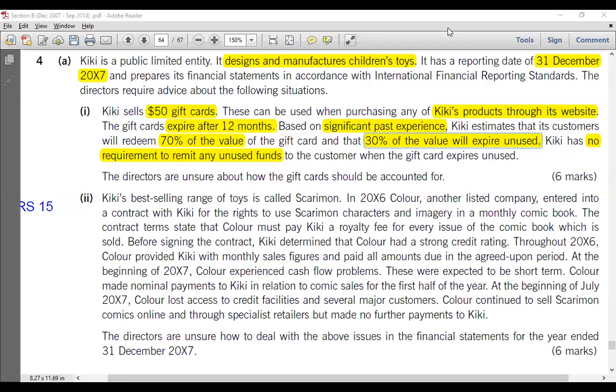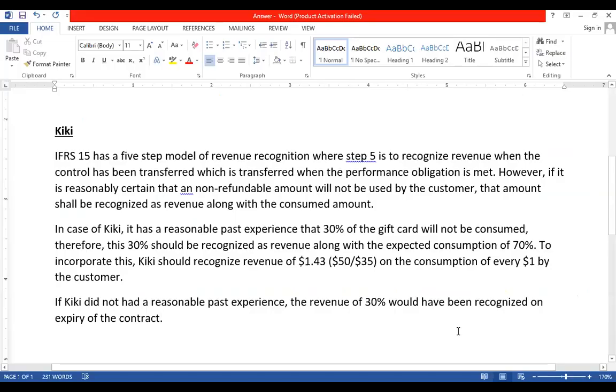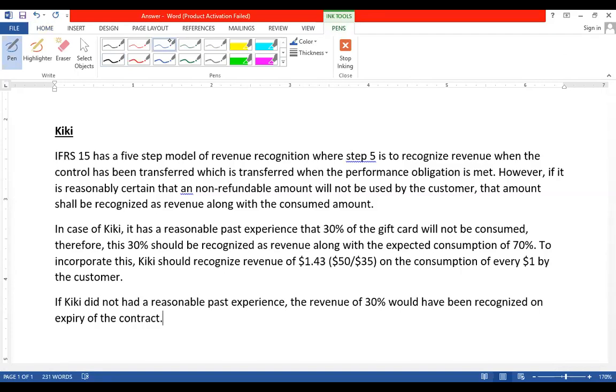So let's take a break now. And after the break of 10 to 15 minutes, we're going to continue back. Jesse, we have applied step 5 in the Kiki question, that we are recognizing the revenue when the control has been transferred. So we are taking a break of 15 minutes, and then we are going to come back and continue with this.